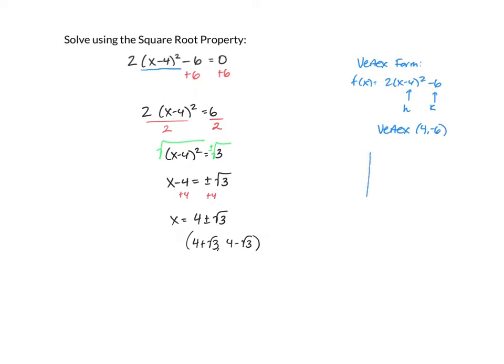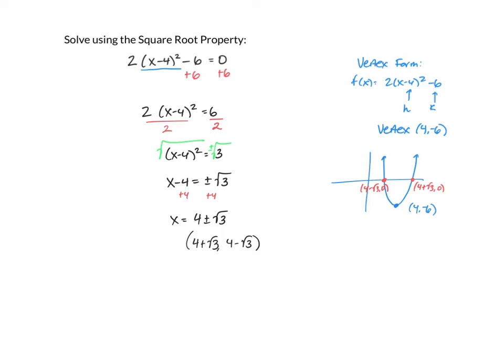Picture a rough sketch of what that would look like. The point (4, negative 6) would be down here in quadrant 4. It's a positive value of a equals 2, and so this is opening upward. What we have found are these horizontal intercepts for our function. One of our horizontal intercepts is (4 plus root 3, 0), and the other is (4 minus root 3, 0). Or we could find decimal approximations: it's about 2.3 and about 5.7 if we put those in our calculator.